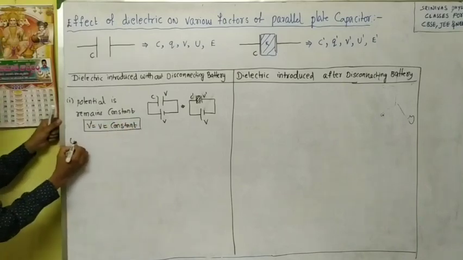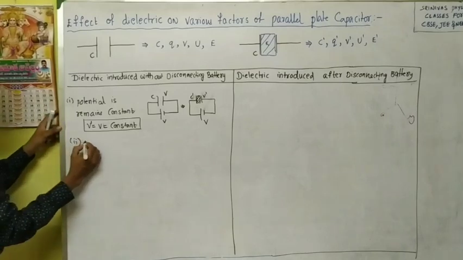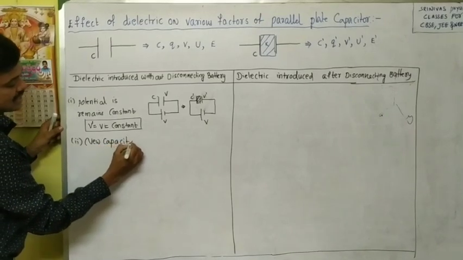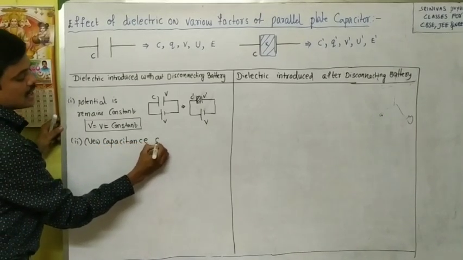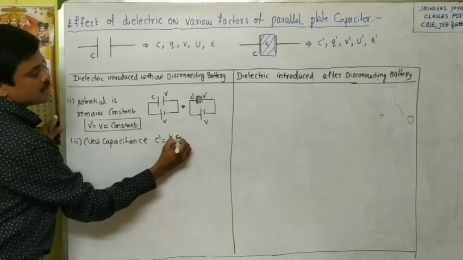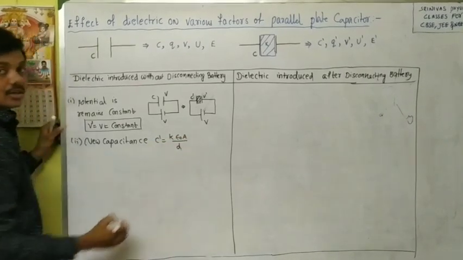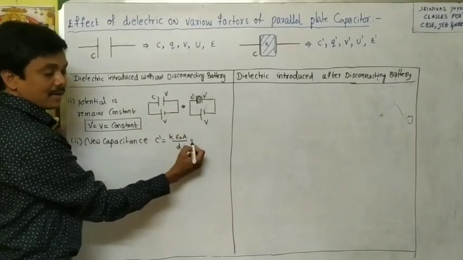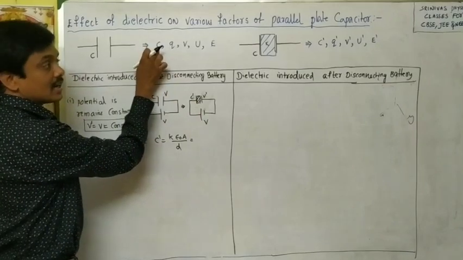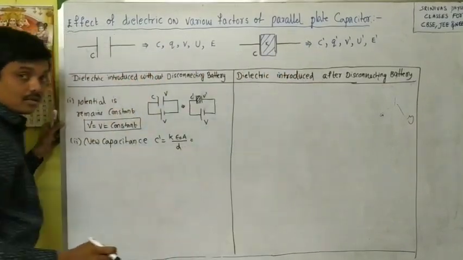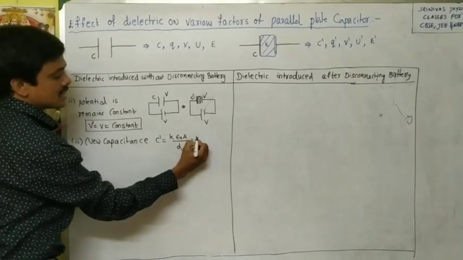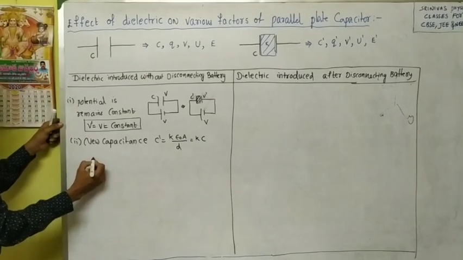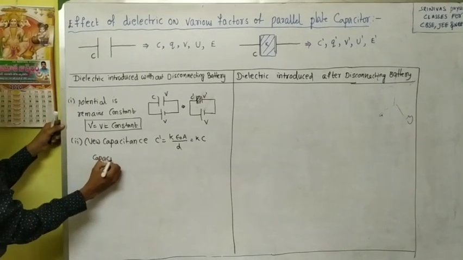Now the second point is how the capacitance will change. The new capacitance after introducing the dielectric slab is C dash. Its formula is K epsilon naught A by D, right? And epsilon naught A by D is what? Before introducing the dielectric slab, the capacitance is C. C is equal to epsilon naught A by D. C dash is equal to K epsilon naught A by D. That means this is Kc. That means now the capacitance increases by K times.